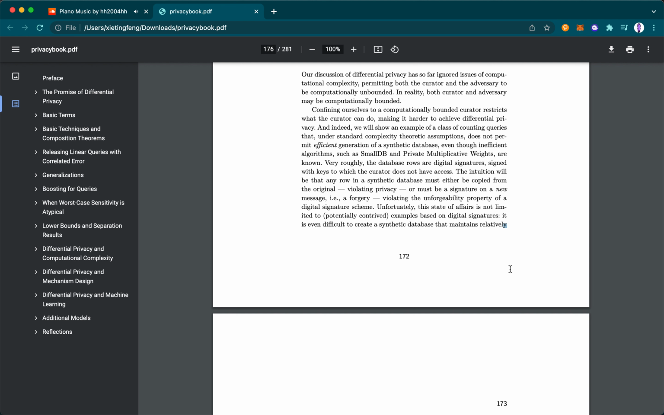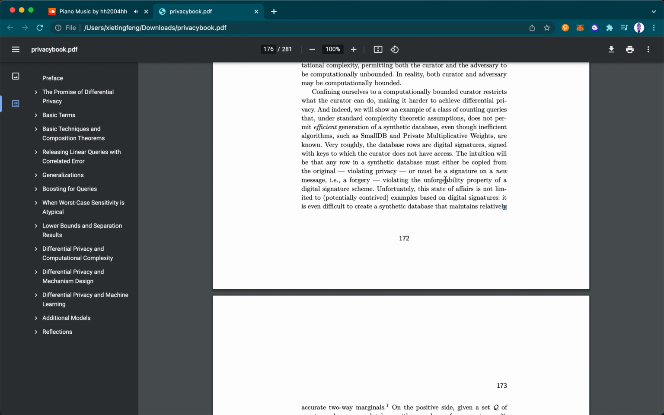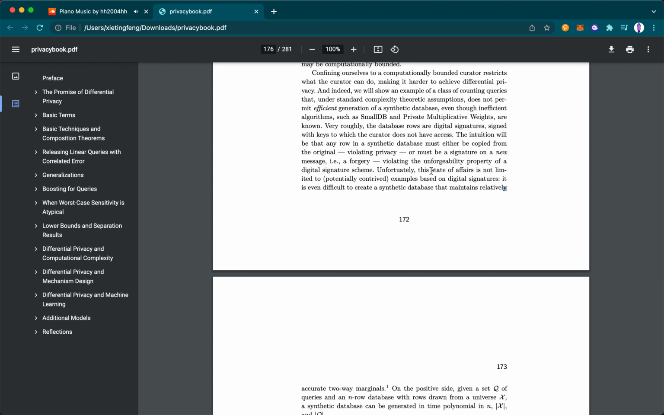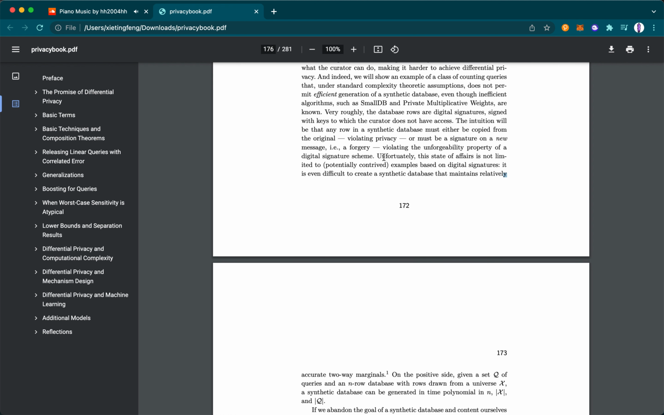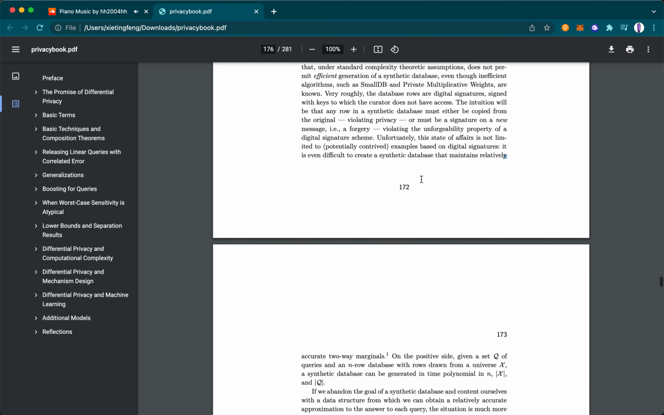Very roughly, the database rows are digital signatures, signed with keys to which the curator does not have access. The intuition will be that any row in a synthetic database must either be copied from the original, violating privacy, or must be a signature on a new message, that is, a forgery, violating the unforgeability property of a digital signature scheme. Unfortunately, this state of affairs is not limited to potentially contrived examples based on digital signatures.